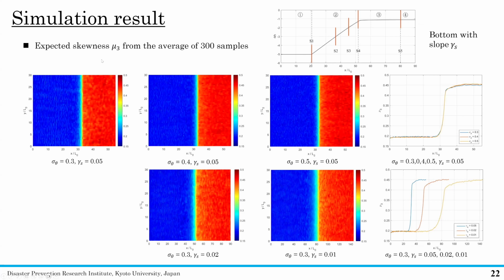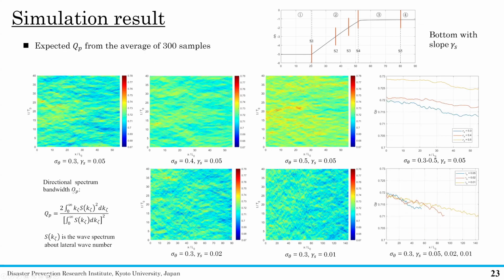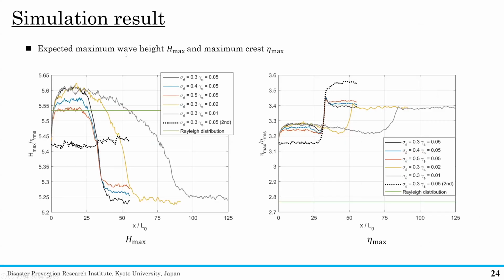And then that is QP. QP we can consider as a directional spectral bandwidth, and we make it a dimensionless number about spectral bandwidth. We can see the QP also from different initial conditions and bathymetry, and the bandwidth from deep water to shallow water actually didn't change a lot, a little decrease, but not very much, and that is the maximum wave height and the maximum crest in our theory.